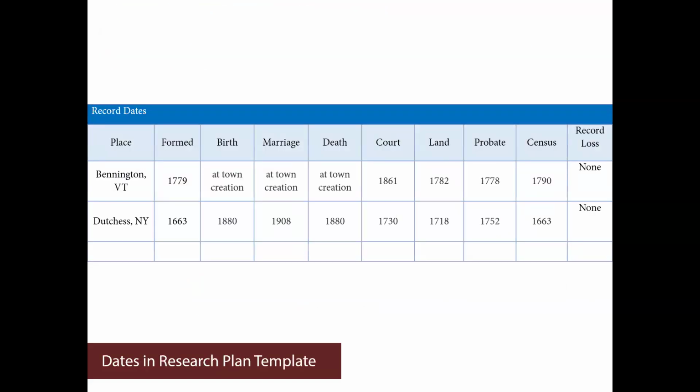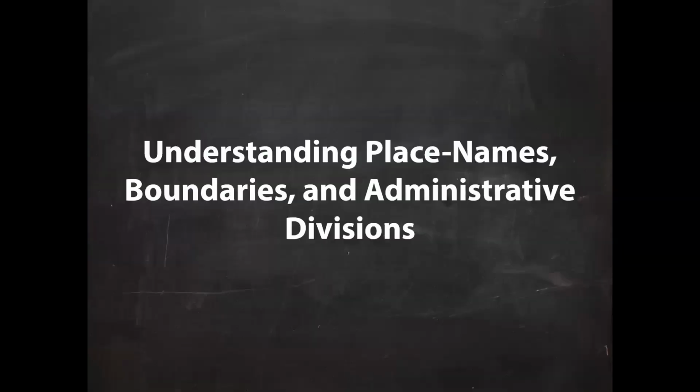So if we did a comparison, and we just did this in Excel, looking at the two counties, creating this ourselves, FamilySearch doesn't compare them for you. We can see that Bennington was formed in 1779, Dutchess in 1663. There's an early settlement back when it was a Dutch colony. Birth records at the creation of the town in Bennington; Dutchess in contrast is 1880. And as you can see, for marriage, death, court, land, probate, census, and record loss, there are none in every case. The only limitation you have is when the records started to be created. And that is a template that you can just put right into your research plan. So that fills right in.